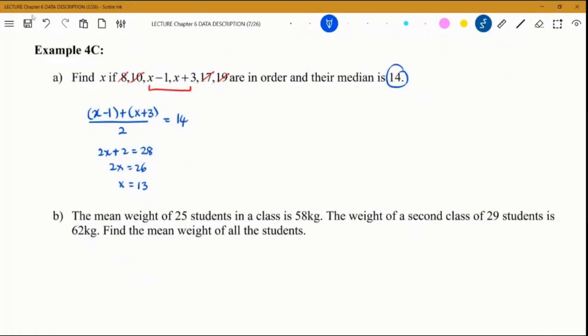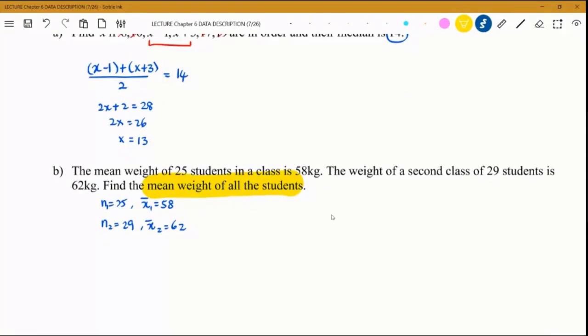So from the statement, we have mean weight of 25 students in the class is 58. So dekat sini kita tahu N dia adalah 25. And then mean dia adalah 58. Okay, so ini adalah mean yang pertama, number yang pertama. And then the second statement where we have it, N yang kedua adalah 29. And then mean yang kedua adalah 62. So you have to find the mean weight for all students. Okay, so kamu kena cari total mean.